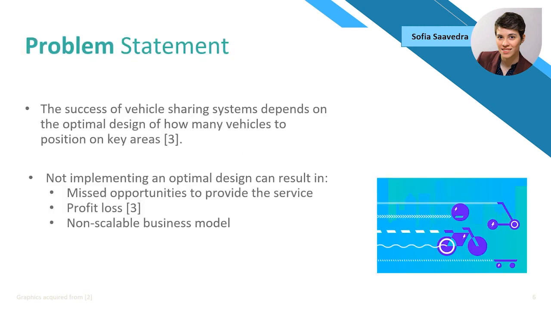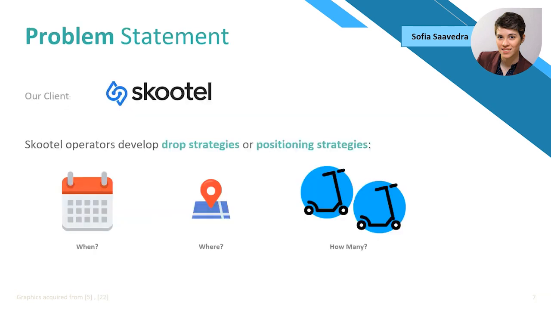One of the reasons why micromobility companies are successful is its logistics infrastructure. More specifically, the optimal design of how many vehicles to position on key areas. Not implementing this optimal design can result in profit loss, missed usage opportunities, and a non-scalable business model. Our client, Skootel, is very aware of this. Skootel is the first micromobility company in Puerto Rico and the Caribbean, and uses e-scooters as their shared vehicles.